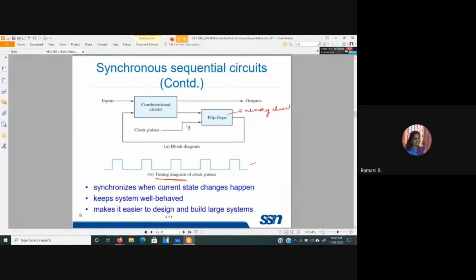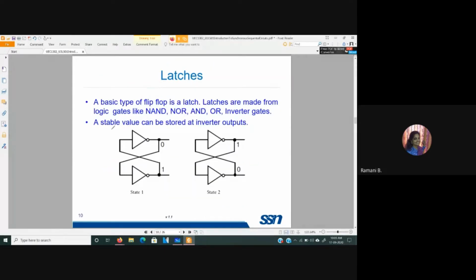So this synchronizes when current state changes happen. And because of this clock pulse only, the system is well behaved and it is easier to design and build any larger system. So before seeing the flip-flop with respect to the synchronous sequential circuit, we will first see what is meant by a latch.